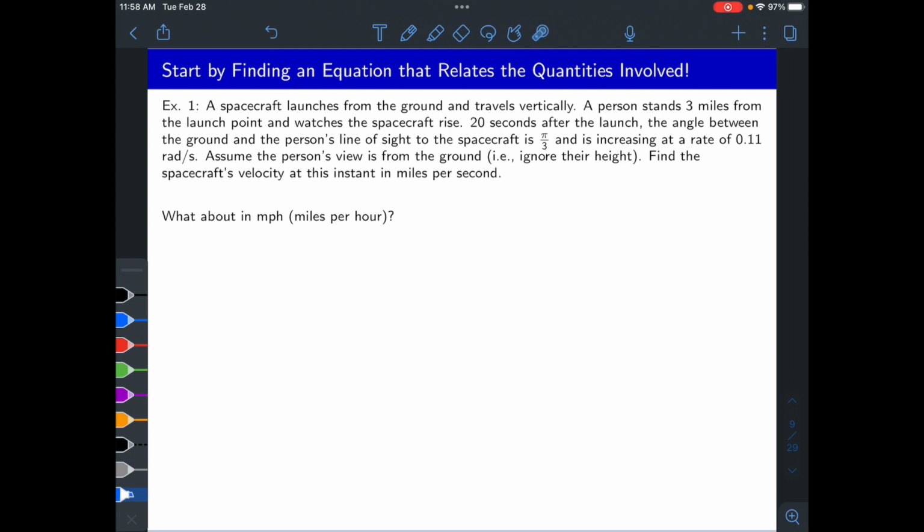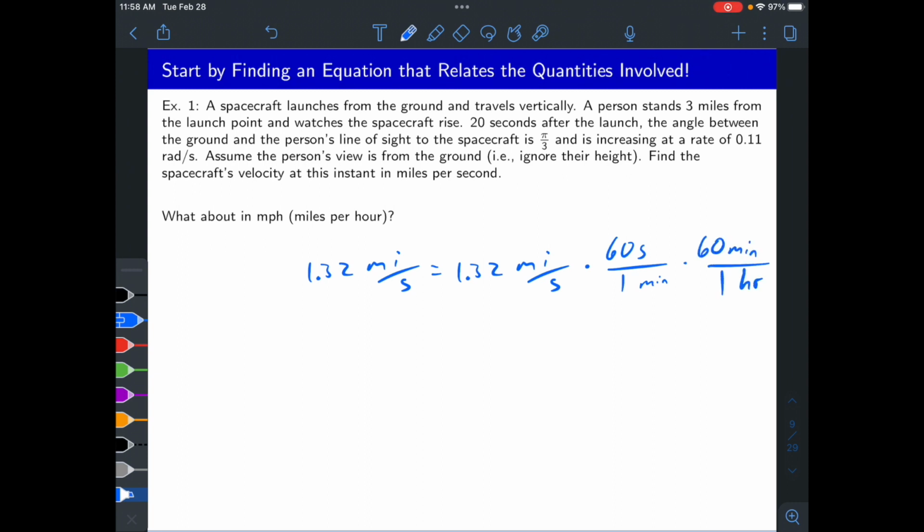So we could also ask sometimes, it might be more useful to have an answer that's given in miles per hour. If you want to do something like that, you just want to do a simple unit conversion at the end. So over here, 1.32 miles per second is equal to what? So we can do some unit conversions. We want to multiply by how many seconds there are in an hour, or you could just do seconds to minutes. There's 60 seconds in 1 minute, and then convert from minutes to hours. There's 60 minutes in 1 hour.